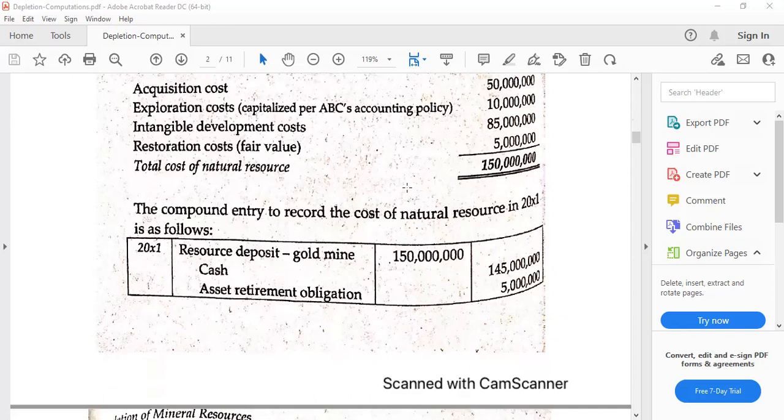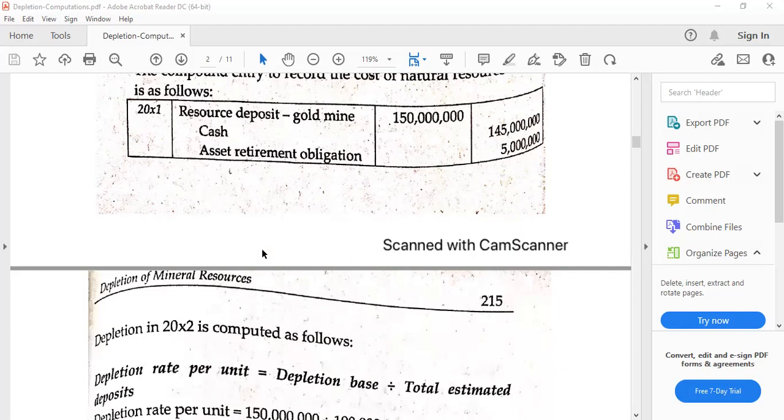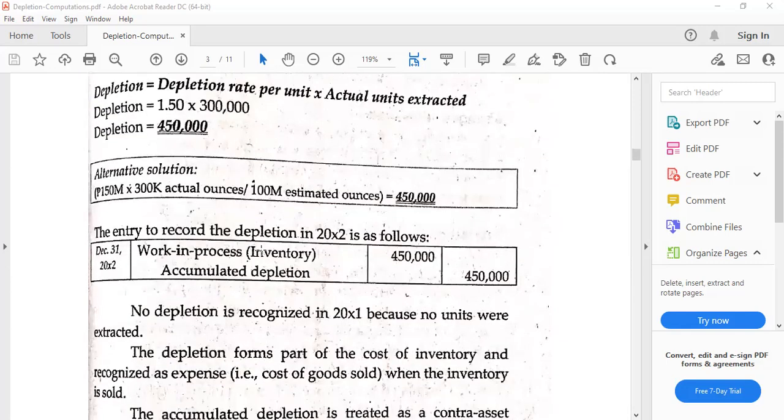So debit the asset at the cost. The cash should be 145 million, but the restoration cost is to be paid at a future time, and therefore that is to be a liability for the meantime. Asset retirement obligation, or ARO for acronym, of 5 million pesos. That's a liability.